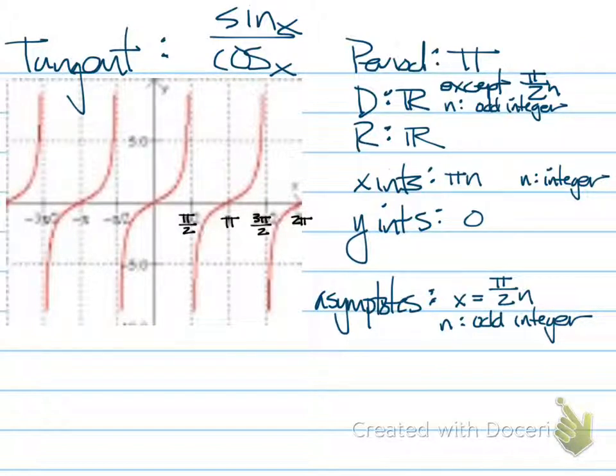The period for the tangent curve is pi. The domain is all real numbers except for pi over 2 times n, where n is an odd integer. The range is all real numbers. The x-intercepts occur at pi times n, where n is an integer. And the y-intercept for the tangent function is 0. And you also have asymptotes at x equals pi over 2 times n, where n is an odd integer.